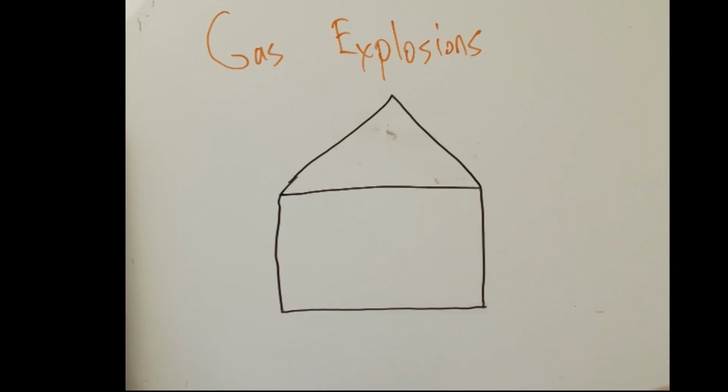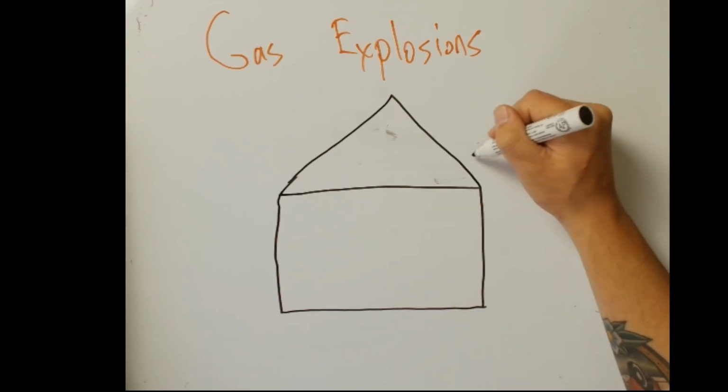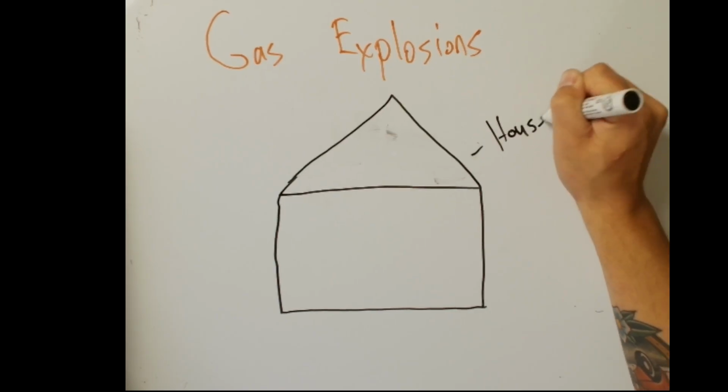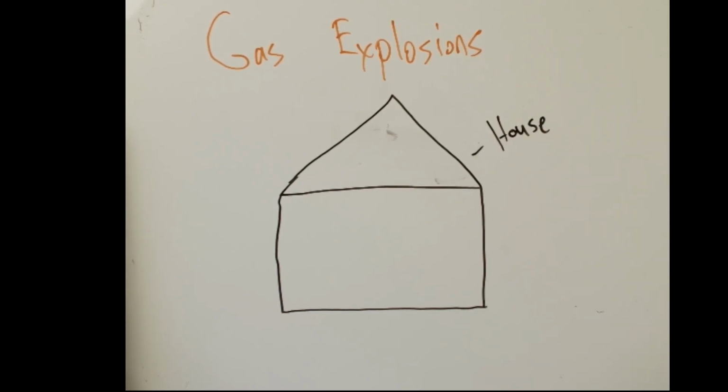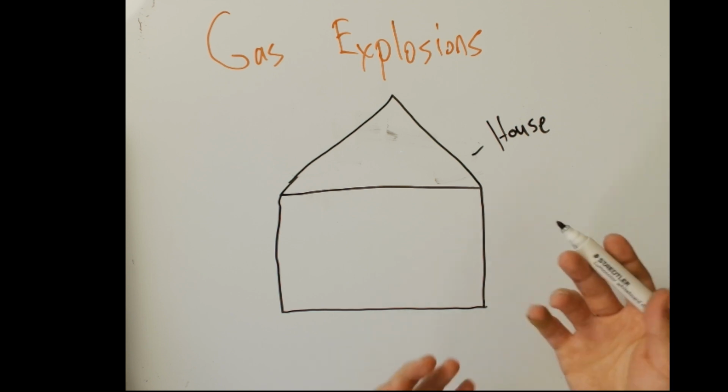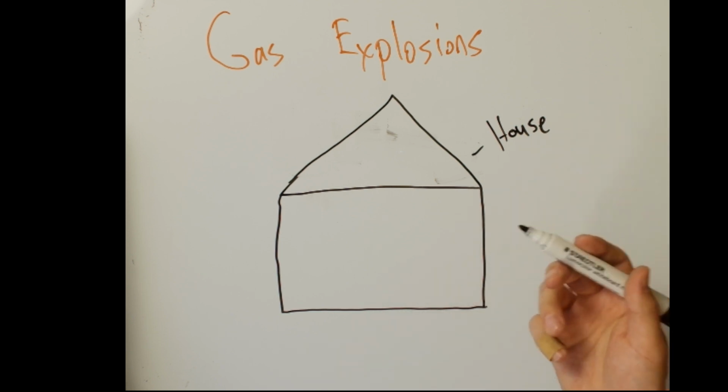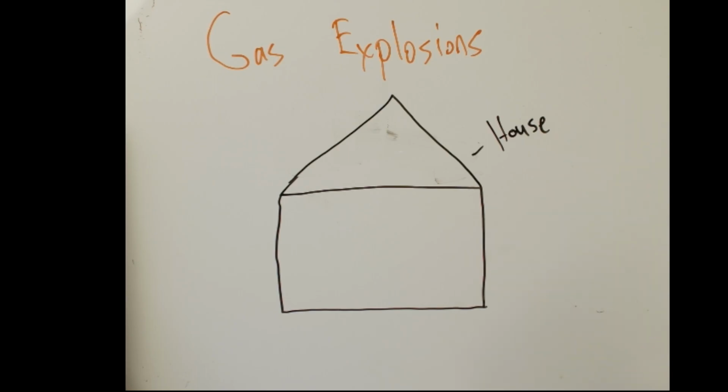So, in order to explain a gas explosion, we are going to have our handy dandy house. You can see right here. I'm going to label it house, right? Okay, so if you live in a home or an apartment or whatever, there are several appliances in your home that will use natural gas in this case, because we're going to use natural gas as our example.